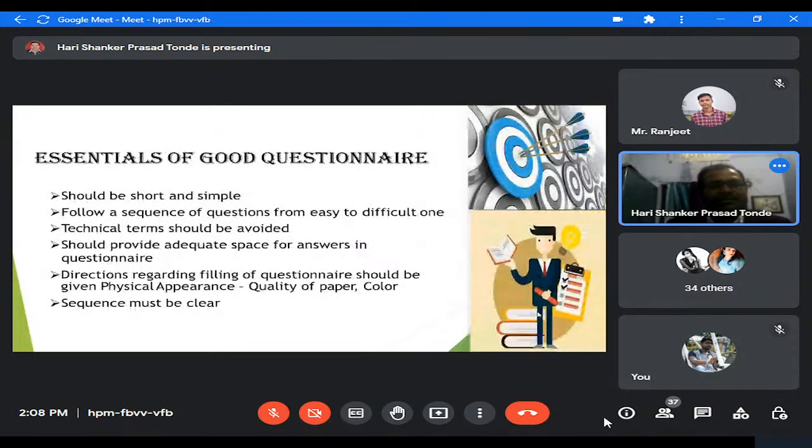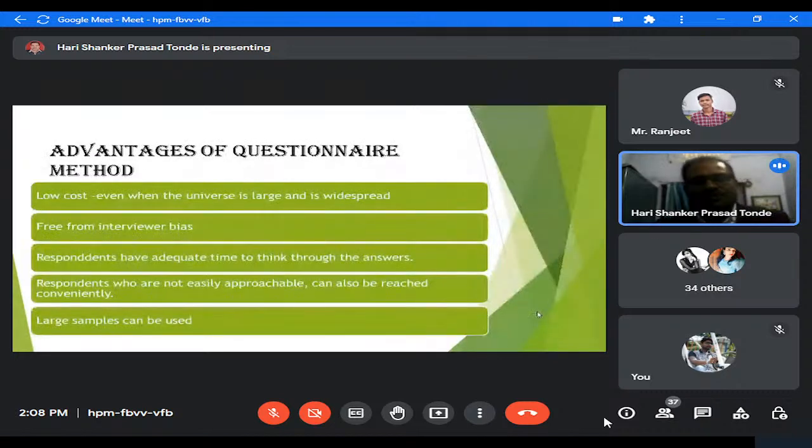Essentials of a good questionnaire. Means, what are the essential qualities of a good questionnaire? It should be short and simple. Follow a sequence of questions from easy to difficult ones. You have to sort easy to difficult ones so that it is easy to answer them, and the respondent will find it easier if the easier question comes first. Technical terms should be avoided, and adequate spaces for answers should be provided in the questionnaire. Directions regarding filling of the questionnaire should be given. Physical appearance, variety of paper, color, and sequence must be clear so that it is useful to them.